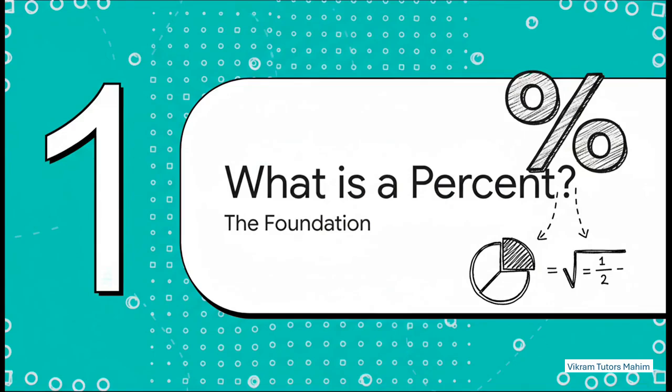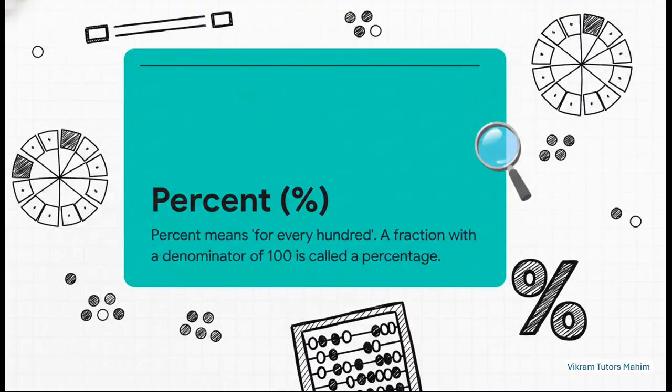Okay, first things first, we have to start at the beginning. Let's get to the bottom of what the word percent and that little symbol you see everywhere actually means. You know, it's actually way simpler than it sounds. Percent literally just means for every 100. That's it. So whenever you see that percent symbol, just think of it as a special kind of fraction, one that's always out of 100.